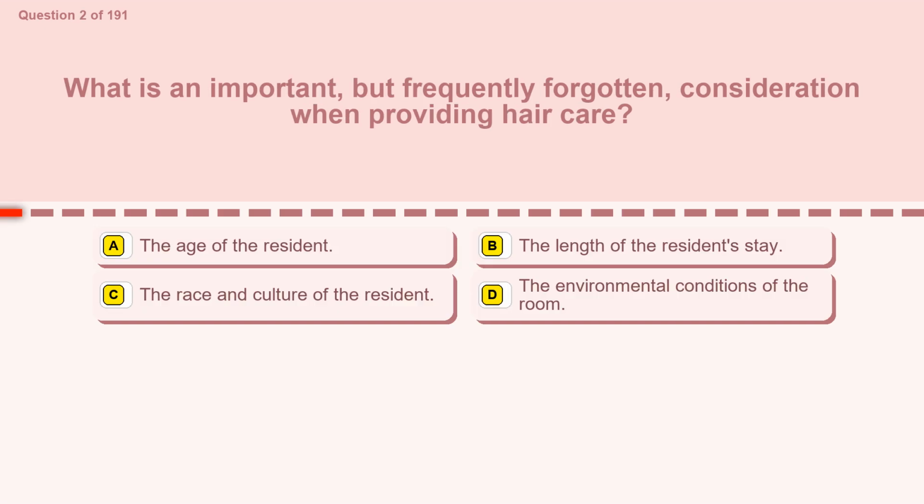Question 2. What is an important, but frequently forgotten, consideration when providing hair care? Option A. The age of the resident. Option B. The length of the resident's stay. Option C. The race and culture of the resident. Option D. The environmental conditions of the room.